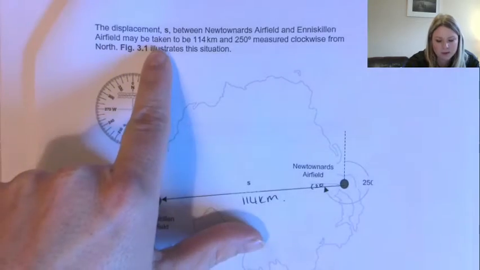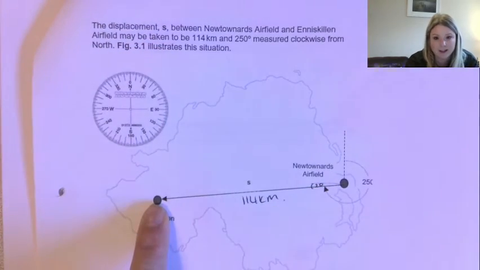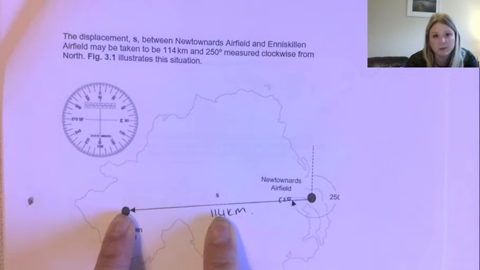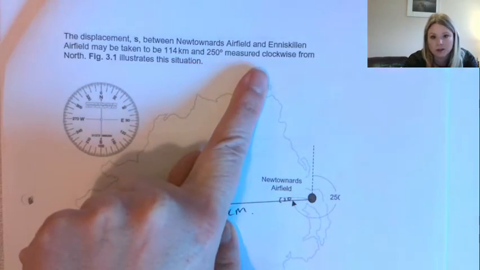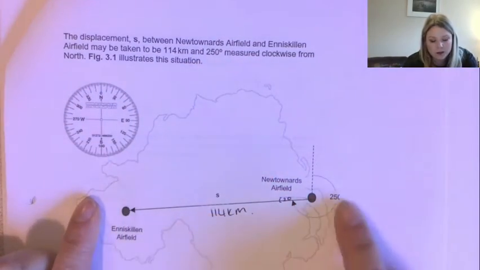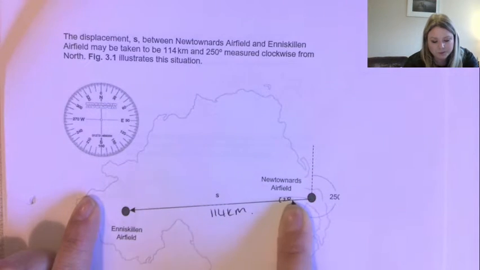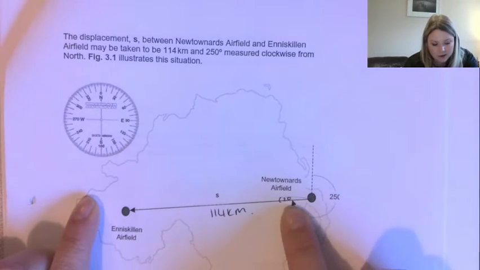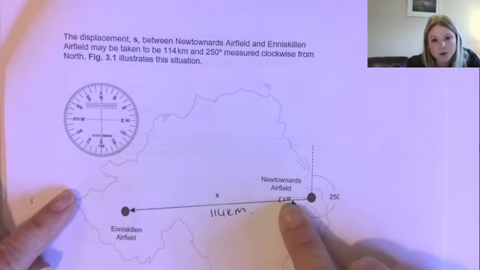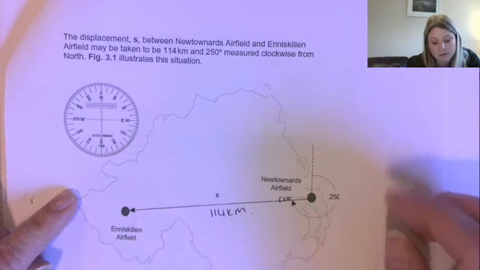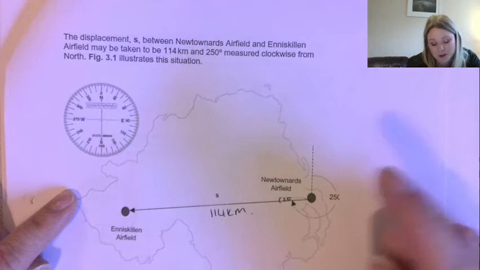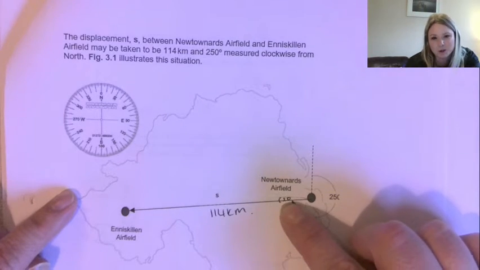So the displacement between Newtownards airfield and Enniskillen airfield may be taken to be 114 kilometres. I've marked that on my diagram as I've been doing this. At 250 degrees measured clockwise from north. So see the way that's 250 there. I took the 250 away from three quarters of a turn, which would be 270, to get that wee angle there, which would be 20 degrees.